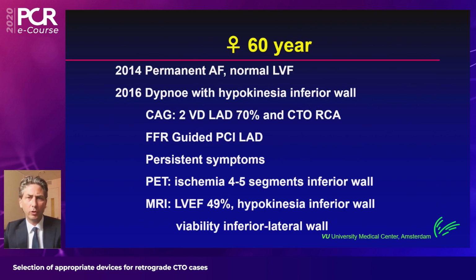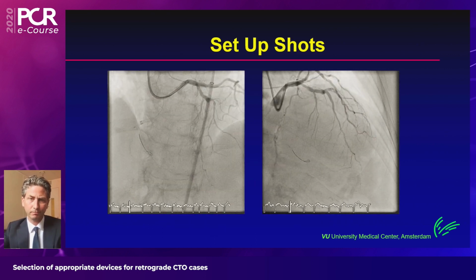So this is a 60-year-old female with AF and a normal left ventricular function who presented herself with dyspnea a couple of years ago, who displayed two vessel disease of the LAD and the CTO of the right. The LAD was fixed with an FFR-guided PCI procedure, but she had persistent symptoms, and then non-invasive imaging with PET and CMR revealed a preserved left ventricular ejection fraction with wall motion abnormalities in the CTO area, but a large area of ischemia and viability. So we decided to put her up for PCI of the CTO artery.